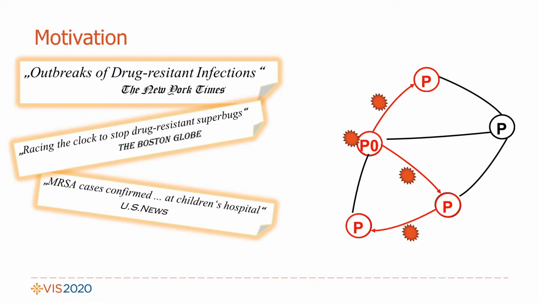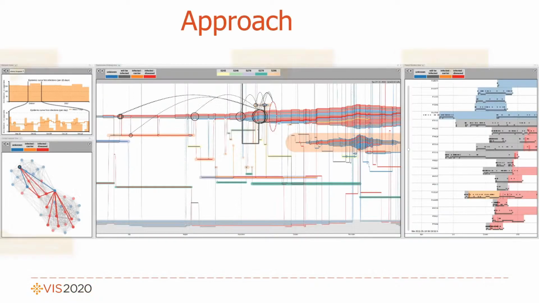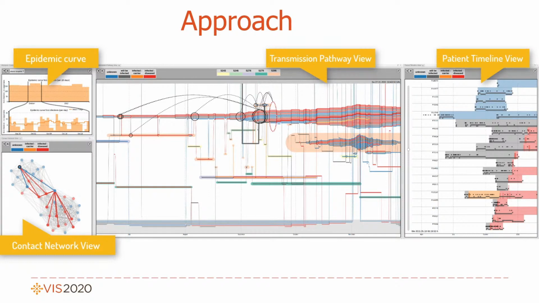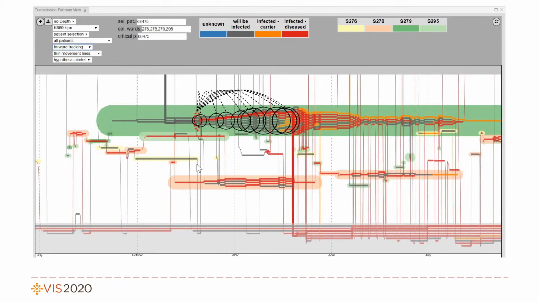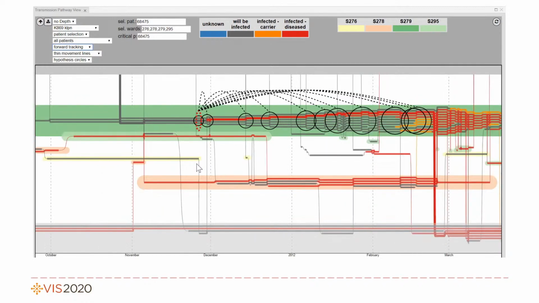The transmission of pathogens such as bacteria and viruses is an acute problem in hospitals around the world. Infection control experts need to monitor infections and determine transmission pathways. We developed a novel visual analytics system for the exploration of disease outbreaks. It combines several interactive views and a tracing interaction that allows detecting pathogen transmissions.